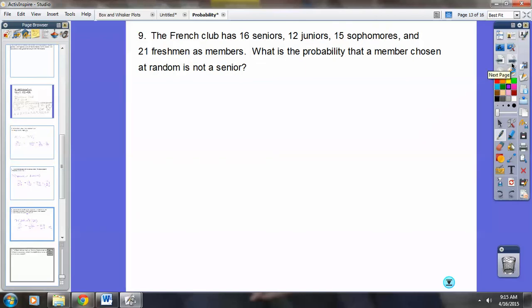Next example says the French Club has 16 seniors, 12 juniors, 15 sophomores, and 21 freshmen as members, just like the last problem. What is the probability that a member chosen at random is not a senior? So if they're not a senior, what are we looking at? Junior, sophomore, freshman. Yeah, probability of being a junior plus the probability of being a sophomore plus the probability of being a freshman.